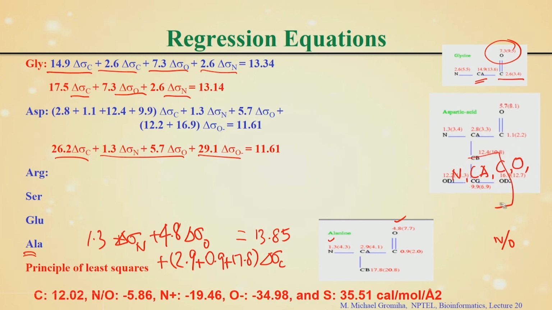So here if you see, you can see this OD1 and the OD2. This is 12.2, and 16.9. You can add up these two, so you get 29.1. So you get 20 different equations. So 20 equations, how many variables?